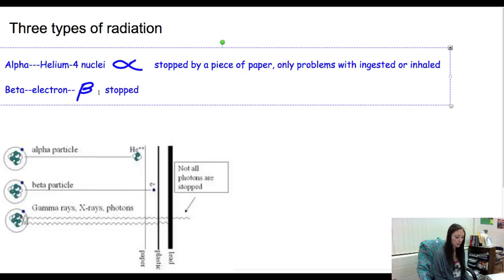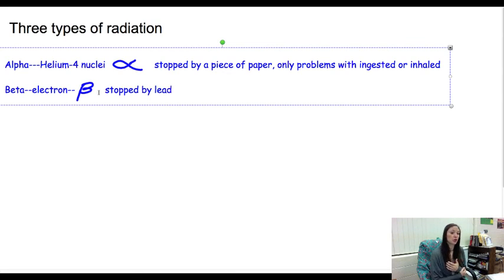These are actually stopped by lead, and they'll travel a few meters in open air. So we're talking about electrons here, and you need a little bit more dense material to stop these from penetrating your skin. These are things that actually could be absorbed into your skin.